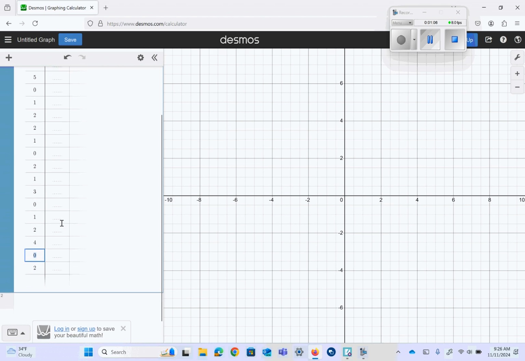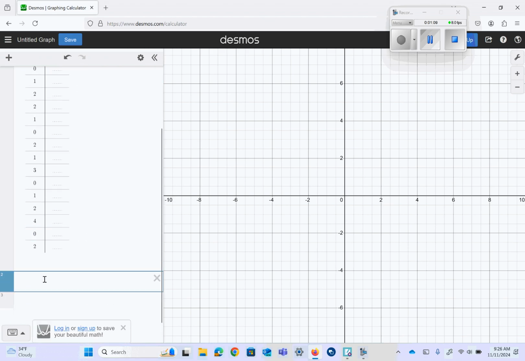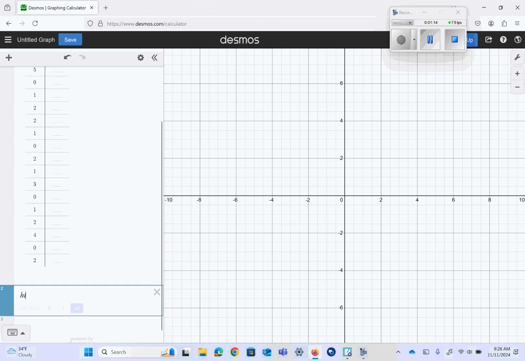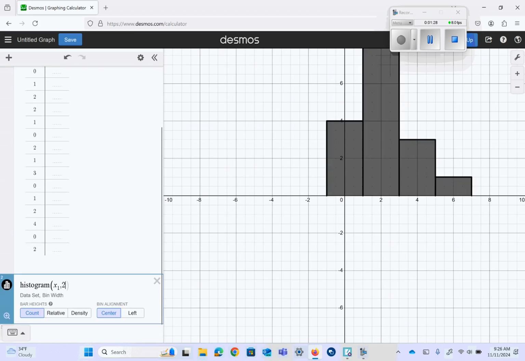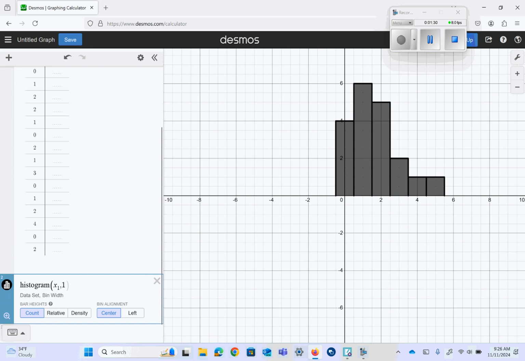Okay, so the first thing we can do is just type in histogram of X1. And 1, 2, 3, there's six plots to that. So that histogram's fine. You could maybe change it to 2. Nah, go back to 1. Looking at that, it appears that it might be a little bit skew right, so it might not be totally normal.